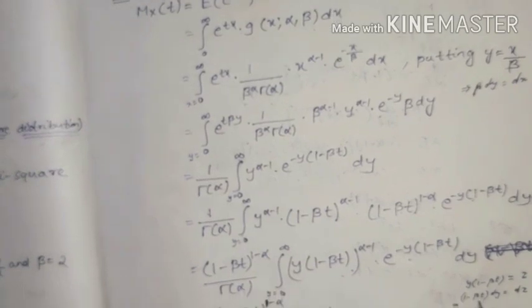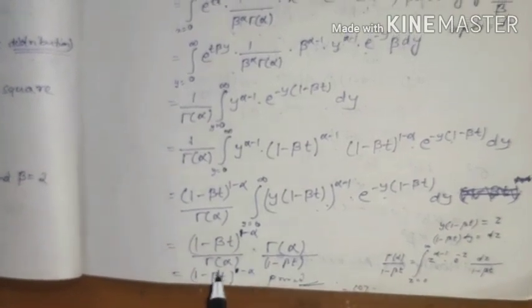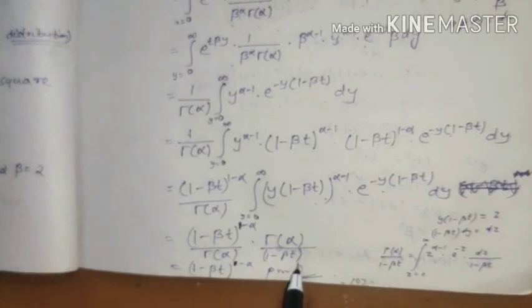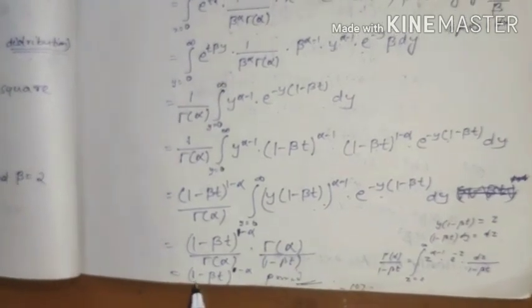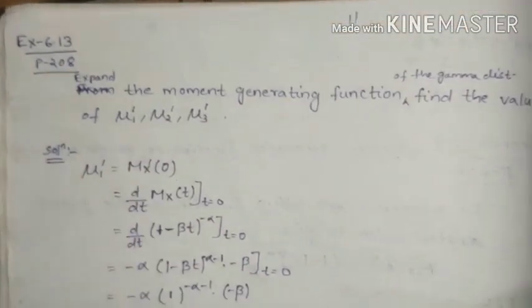to z, 1 minus beta t dy is equal to dz, and tau alpha, minus 1 minus beta t is equal to this much. So put the formula 1 minus beta t to the power minus alpha by tau alpha by 1 minus beta t. So automatically tau alpha cancels, and after that 1 minus beta t whole to the power minus alpha. Moment generating function of the gamma distribution, differentiate for mu 1 dash, mu 2 dash, and sigma square. And mu 1 dash is equal to alpha beta, mu 2 dash is equal to alpha beta square into alpha plus 1, sigma square is equal to alpha beta square.